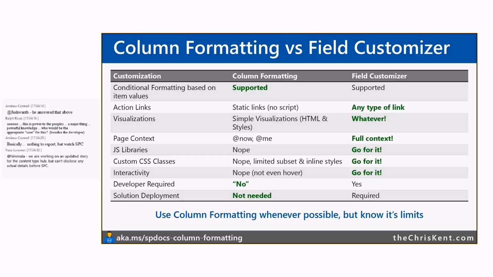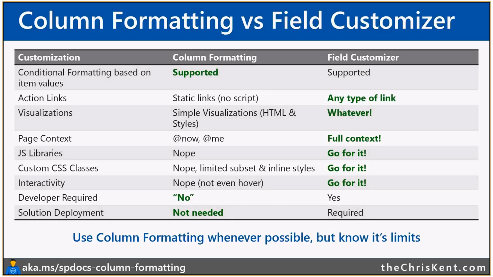So my recommendation is use column formatting whenever possible, which honestly is going to cover 90% of your visualization needs. It's when you want to go fancier, you want to really trigger stuff, you want to build a piece of an application on it, that's when you're going to go field customizer. And it's very important to know its limits. Those are kind of the designed limits. There are a few other limits right now, but a lot of strengths too, right?